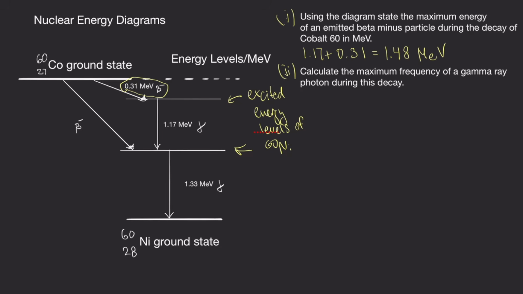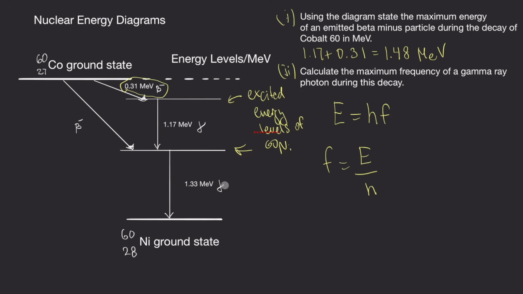For the second part, we need to calculate the maximum frequency of a gamma ray photon during this decay. Well, the maximum frequency really corresponds to the maximum energy gap, but during this decay, there will only be one gamma ray photon emitted with an energy of 1.33 mega electron volts. But if a 1.33 mega electron volt photon is emitted, we can just simply use E = hf to determine our answer. The frequency will just be equal to E over h, and there will typically be a little trick with the units.